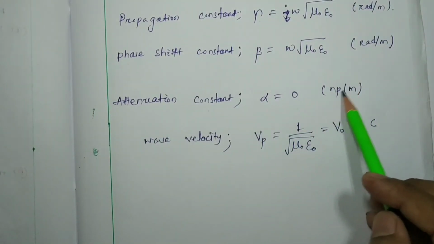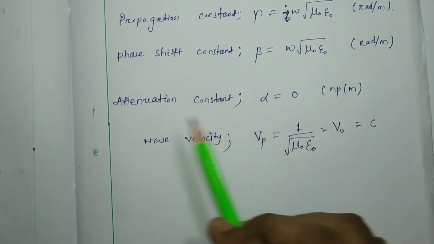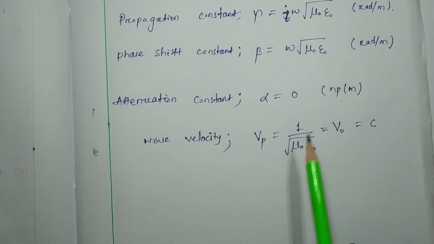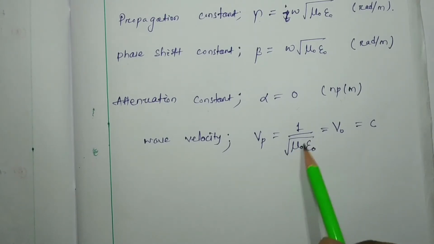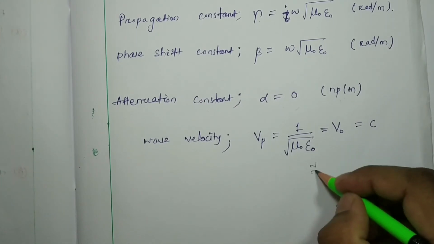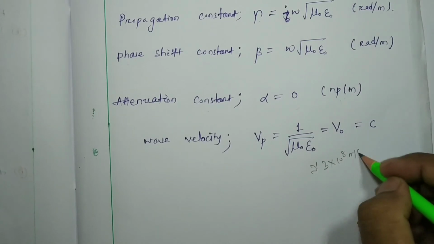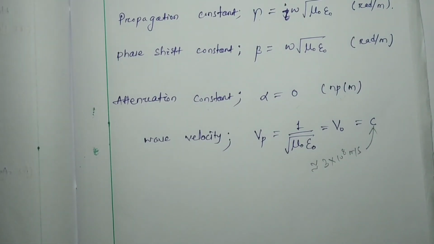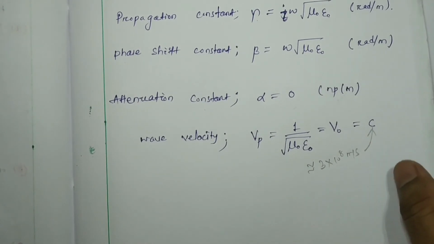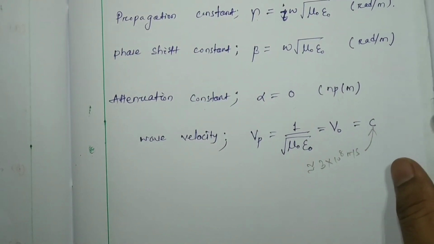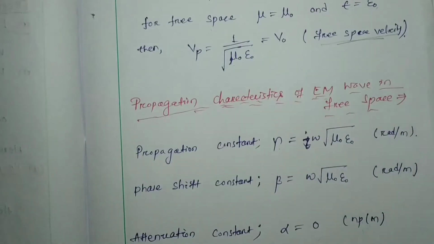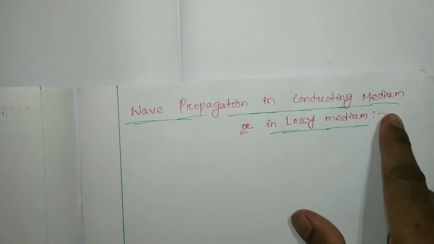This is in Neper per meter, the unit of the attenuation constant. The wave velocity Vp will be equal to 1 over root of mu 0 epsilon 0, or V0. If we put in the values of mu 0 and epsilon 0, we get approximately 3 into 10 to the 8 meter per second, which is the velocity of light. We know that an electromagnetic wave in free space has a velocity equal to the velocity of light. So in the next class we are going to discuss wave propagation in a conducting medium.